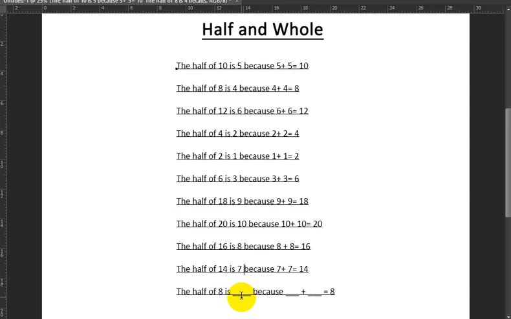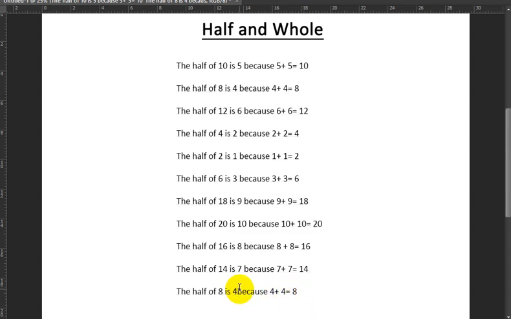The half of 8. 1 and 1 gives me 2. 2 and 2 gives me 4. 3 and 3 gives me 6. 4 and 4 gives me 8. So 4 and 4. So the half of 8 is 4.